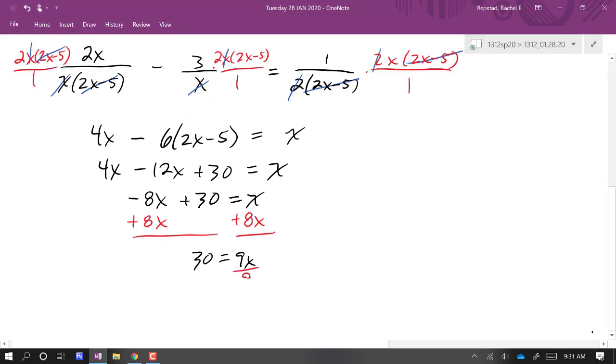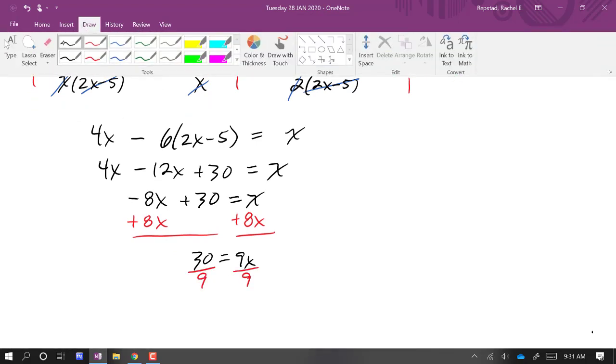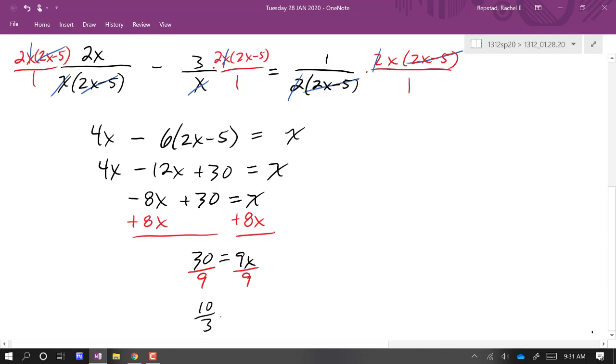And now it's all over but the shouting. Reducing that gives us 10/3. And then we just do a quick check and make sure that that doesn't make any of the denominators 0. But the only things that make these denominators 0 are 0 and 5/2. So we're good. Other questions? Okay. All right.